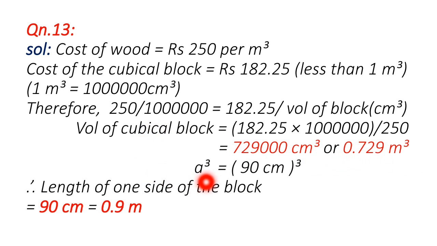And we know that for the cube, a cube is the formula for the volume, so a cube is equal to, here we can take for the 729, it is 90 centimeter whole cube. So 90 is the side, so the length of one side of the block is 90 centimeter. See the last line, it is 90 centimeter, and the 90 centimeter can also be written as 0.9 meter.